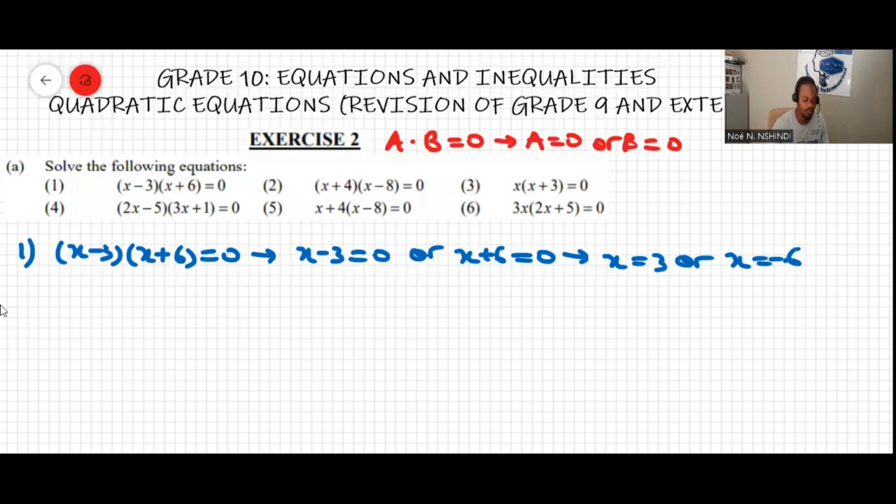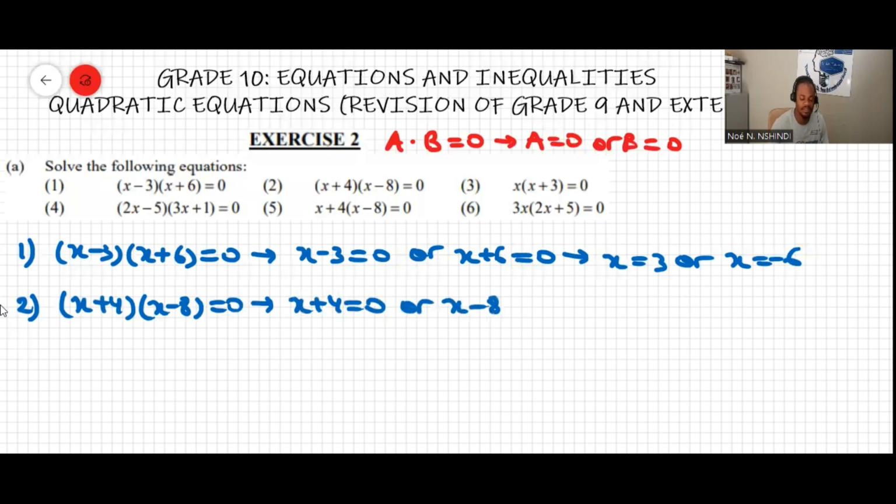Same way we can do question 2. So question 2 is (x plus 4) times (x minus 8) equals 0. So this means that x plus 4 equals 0 or x minus 8 equals 0. So this implies that x is equal to negative 4 or x equals 8.